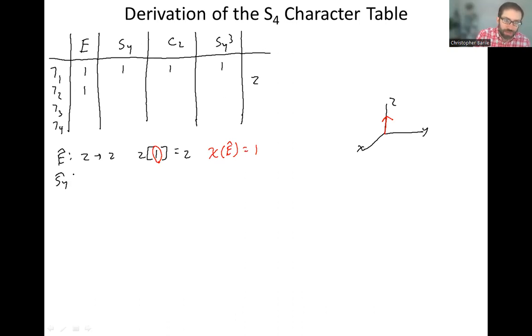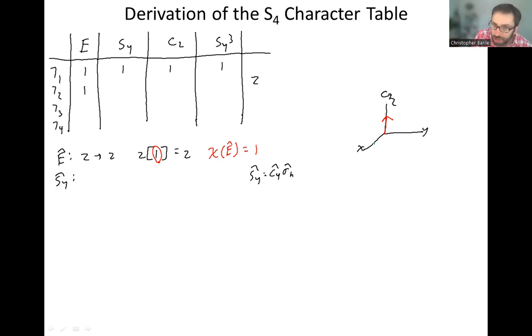What happens if we do S4? If we do an S4, well, first, an S4, remember, is a C4 followed by a sigma H. When we do a C4, we're doing a 90-degree rotation on that Z vector. So when we do a 90-degree rotation like that, because this 90-degree rotation is wrapping around the Z-axis, that's not changing anything to the direction that this arrow is pointing, which is up. So that C4 does nothing.